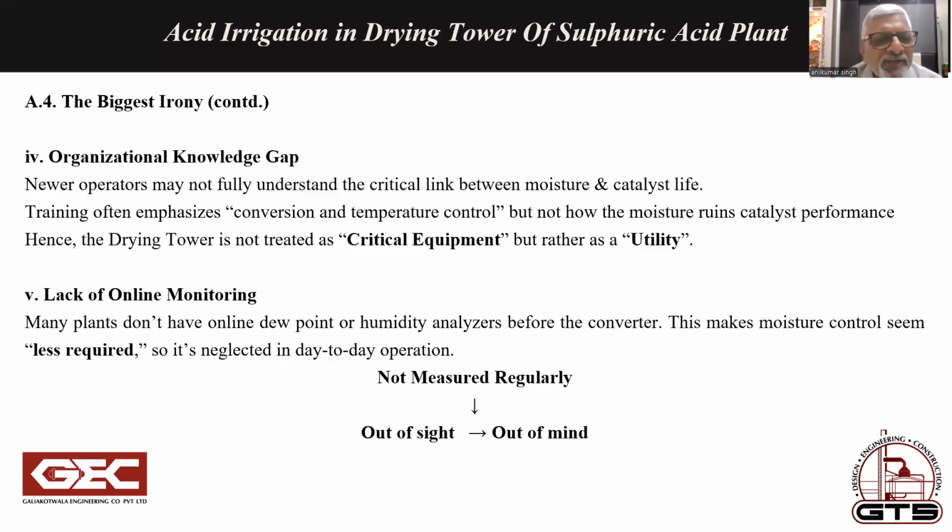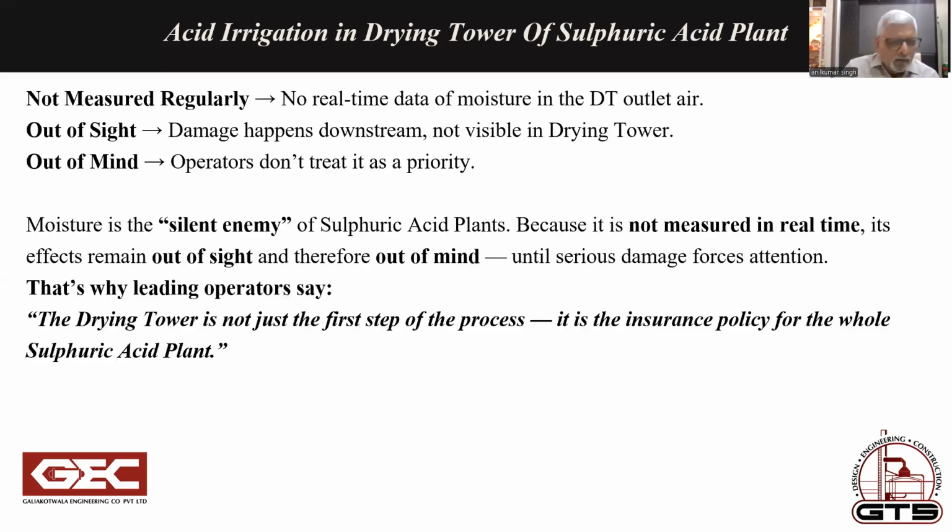Lack of online monitoring. Many plants don't have an online dew point or humidity analyzer before the converter. This makes moisture control seem less required, so it is neglected in day-to-day operation. Not measured regularly leads to out of sight, then ultimately it is out of mind. It is normal human psychology. Not measured regularly means no real-time data for moisture.